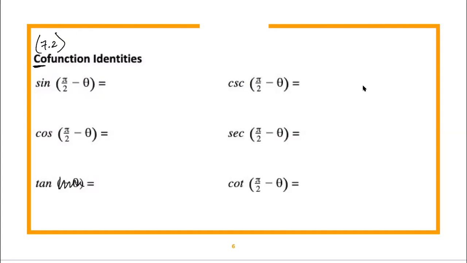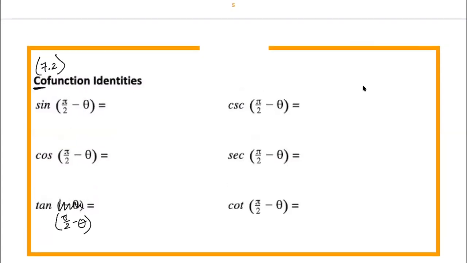And this should say pi over 2 minus theta. Sorry. So here's what's important about cofunctions. If you have a calculator handy, okay, and if you don't, that's okay. But if you have a calculator and you type in sine of 20 degrees, you get about 0.342.